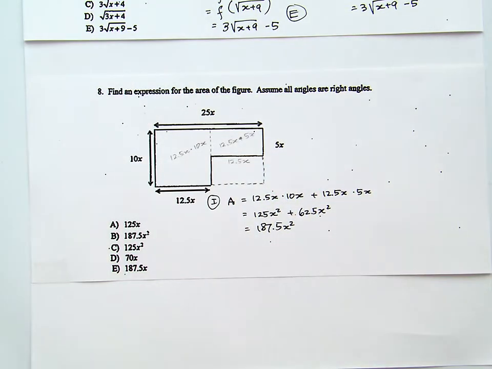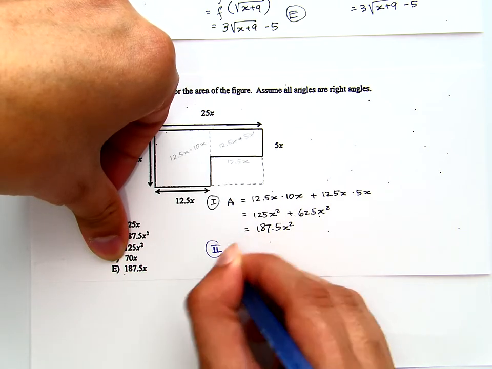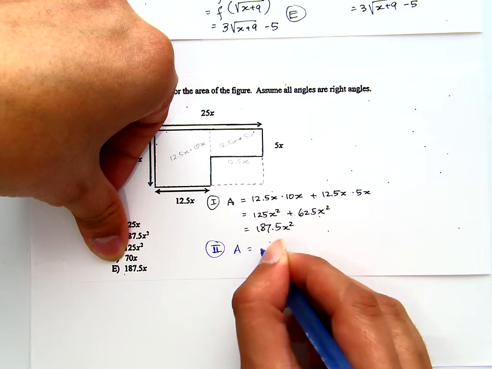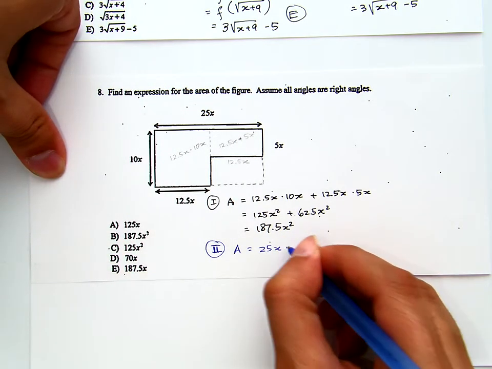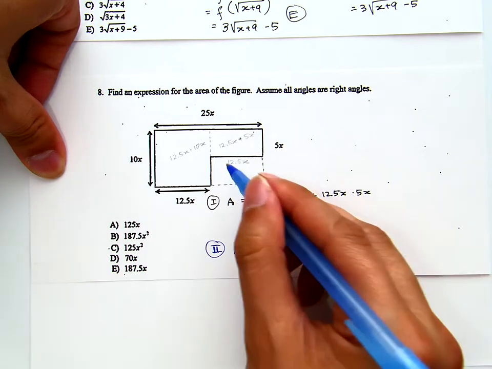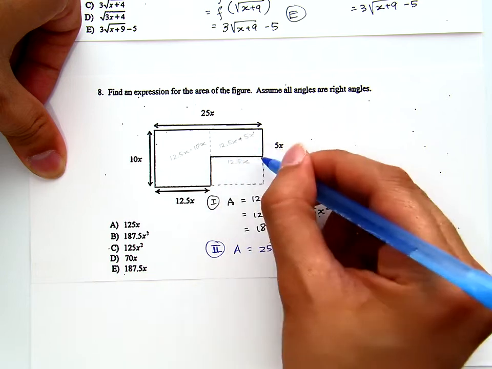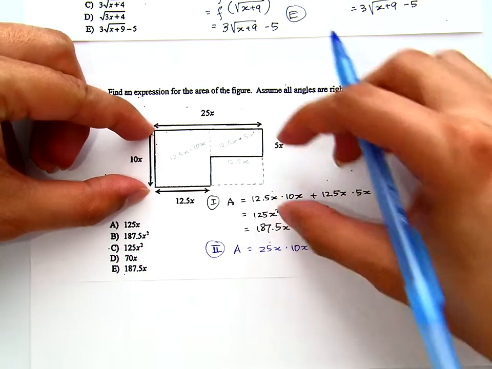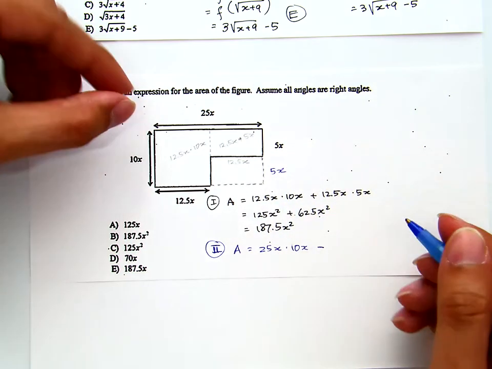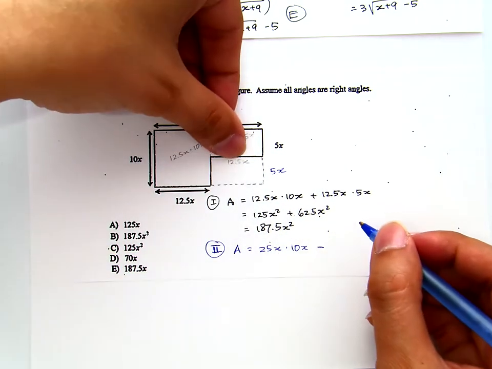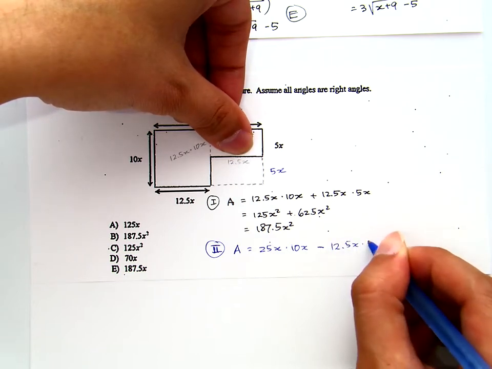Let me use the blue pen instead. The area of the large rectangle will be 25x times 10x minus, you cut away this small rectangle. We have done earlier that this is 12.5x, now this is 10x minus 5x, then this must be 5x, right? Okay, minus the area of that cut away rectangle, 12.5x times 5x.